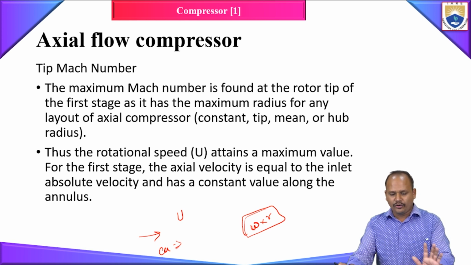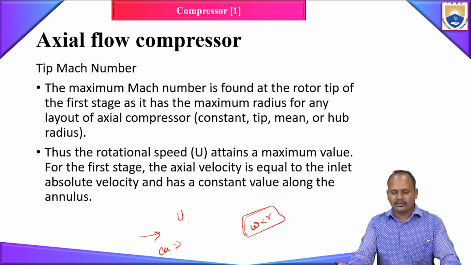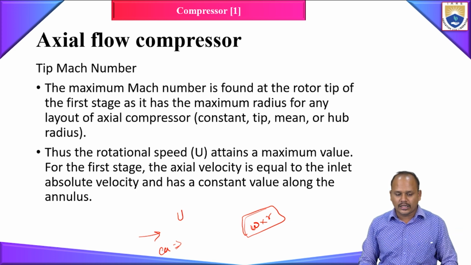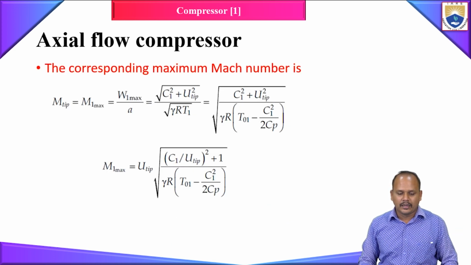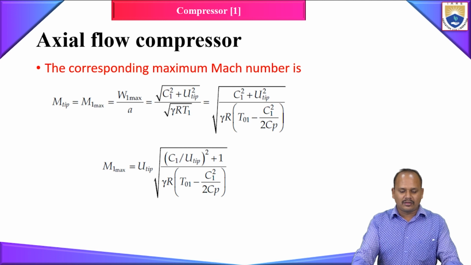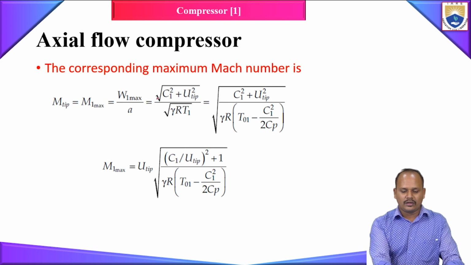Your U is going to be limited because of the maximum centrifugal limit. At the same time, you will be limited in order to prevent your flow from achieving M more than 1. So this is the equation for tip Mach number. Tip Mach number is equal to maximum relative velocity divided by the speed of sound a. So W1 max, I can write as root of C1 square, from the trigonometric relation, C1 square plus U tip square, divided by root of gamma RT.